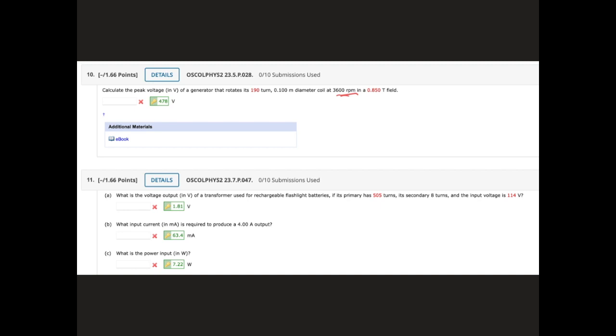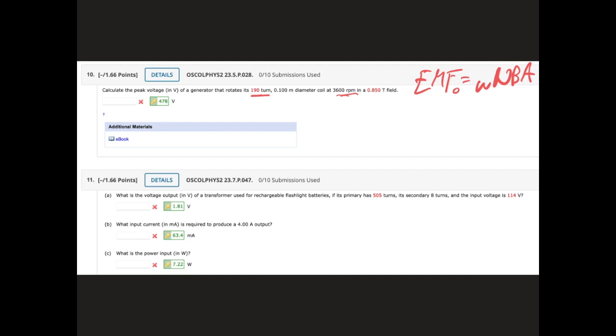The equation for peak voltage is EMF sub 0 equals omega n B A, where omega is the rate of rotation, n is the number of coils, B is the magnetic field, and A is the area. So we need to find each of those things. Number of coils, we know, given in the problem. The rate of rotation, omega, we're going to have to manipulate.